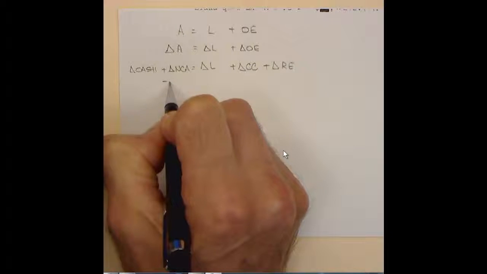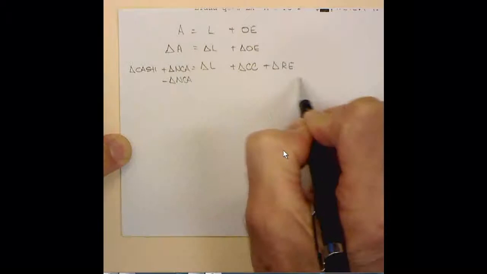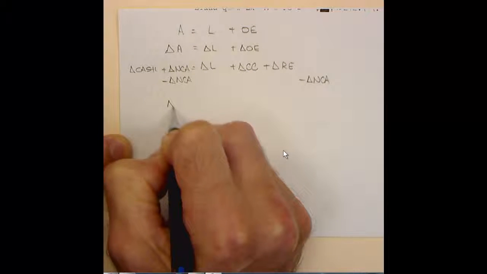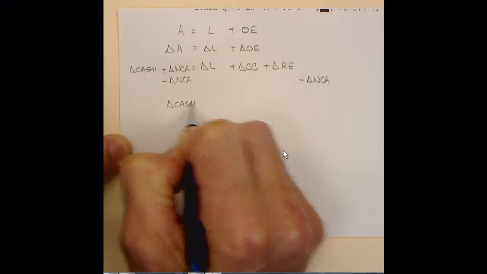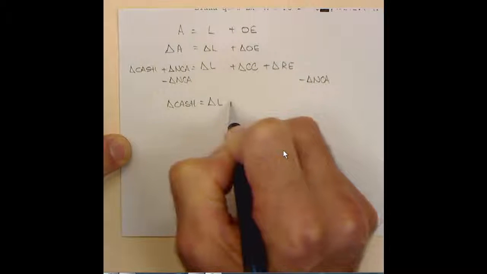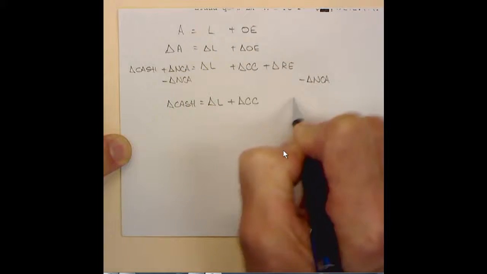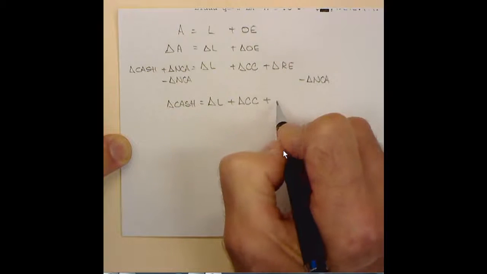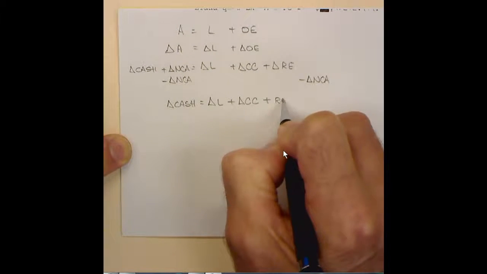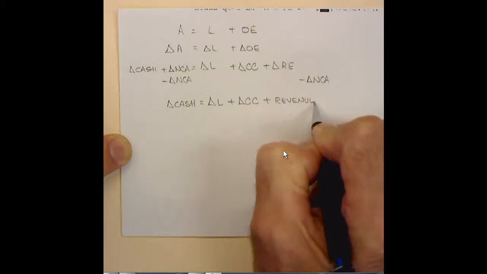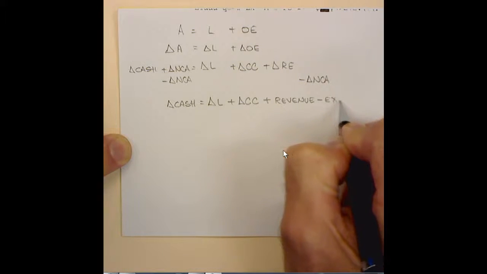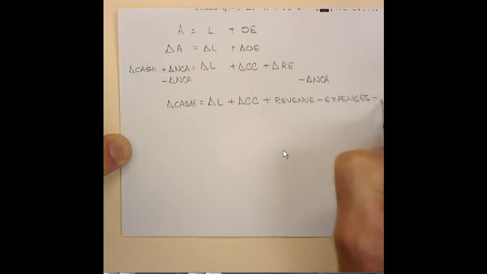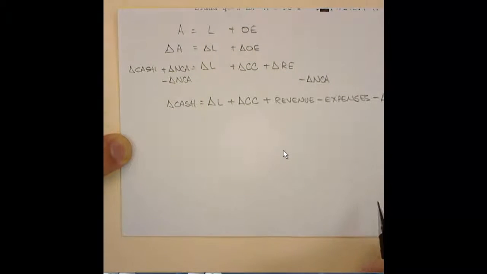Okay, now let's deduct the change in non-cash assets from each side of this equation, and here we have the change in cash equal to the change in liabilities plus the change in contributed capital plus, well, the retained earnings can be explained by the increase in retained earnings brought about by current year's revenue less the decrease in retained earnings brought about by current year's expenses, less the change in non-cash assets.